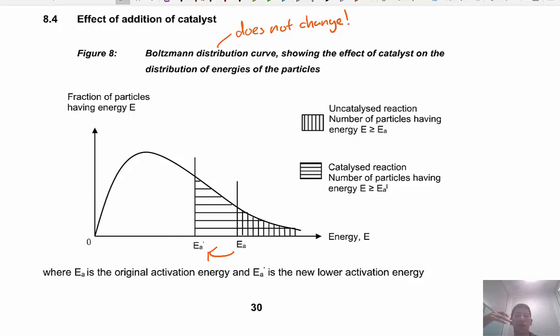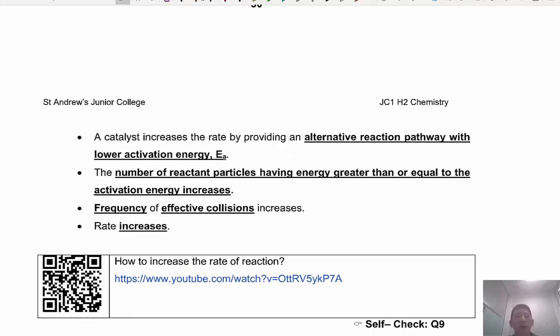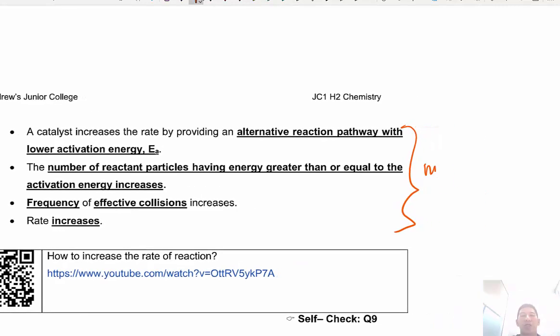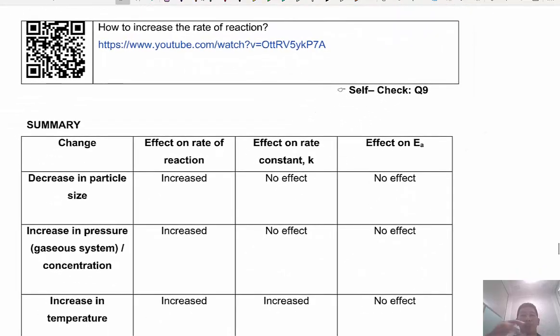activation energy. Right, and because the activation energy is lowered, you realize again, more particles have energy greater than the new activation energy. So you have more effective collisions, the frequency of effective collisions increases, and hence the rate increases. Again, for this, please memorize this. Okay, so with that, you are now ready to do self-check question 9.